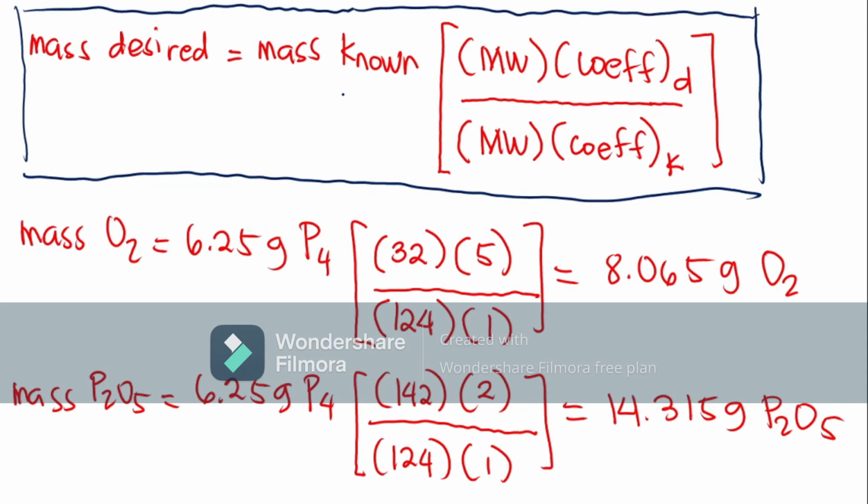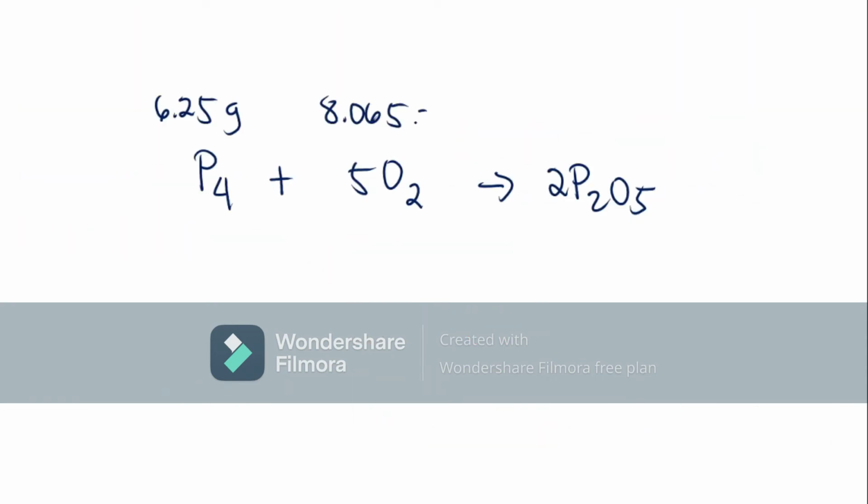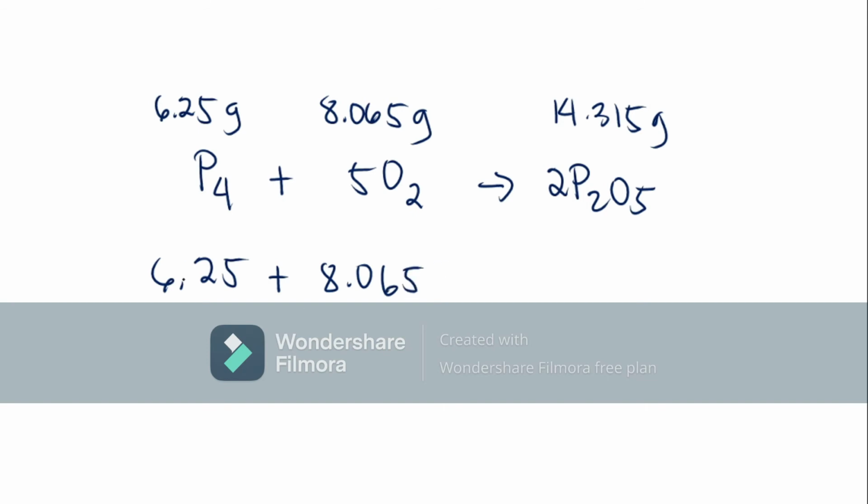Okay, so, P4 plus 5O2 will give you 2 P2O5. So, ang given daw sa atin ay 6.25 grams. Tapos ito ay 8.065. So, this is 8.065 grams. Tapos ito, 14.315 grams. Okay. So, for the reactant, so 6.25 plus 8.065. Just to check, this is actually part of checking kung tama ba nakuha nyo. 6.25 plus 8.065, we will have 14.315 grams, which is equivalent also sa product side, which is 14.315 grams.